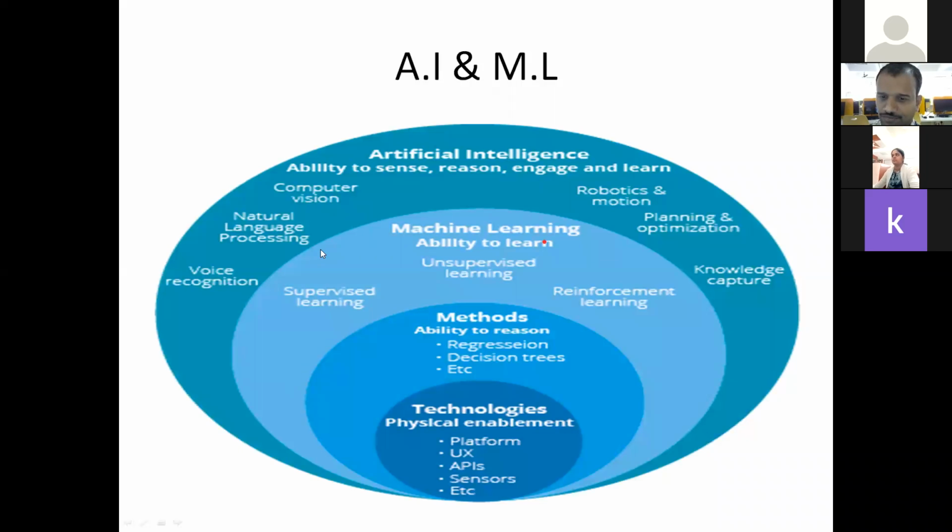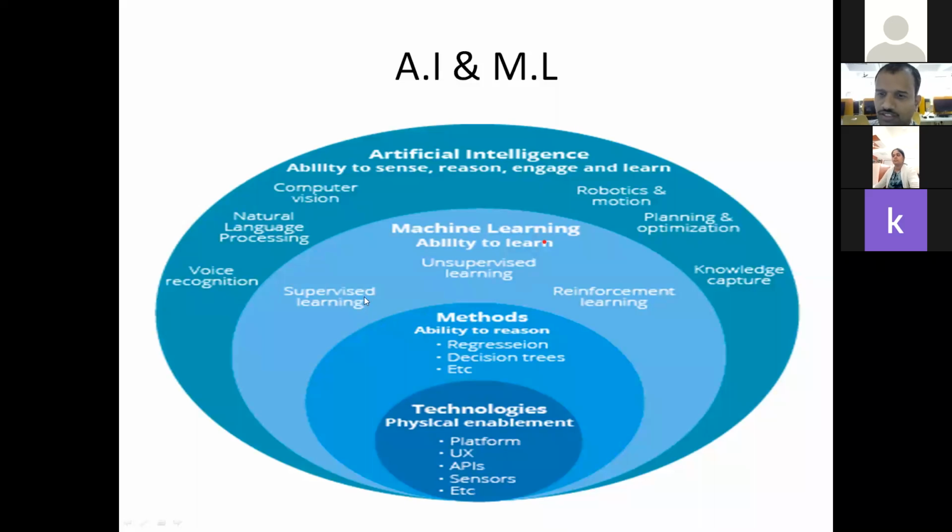So in AI, you can see these are the common applications that you are seeing in Microsoft, Google, Facebook, Twitter. They are using all these. Generally, we use AI for the ability to sense, reason, engage, and learn. These are the applications we commonly see: voice recognition, natural language processing, computer vision. A lot of research is happening in Google and Microsoft. Even IBM is working a lot on natural language processing and cognitive computing. Also robotics and motion, planning and optimization, knowledge capture.